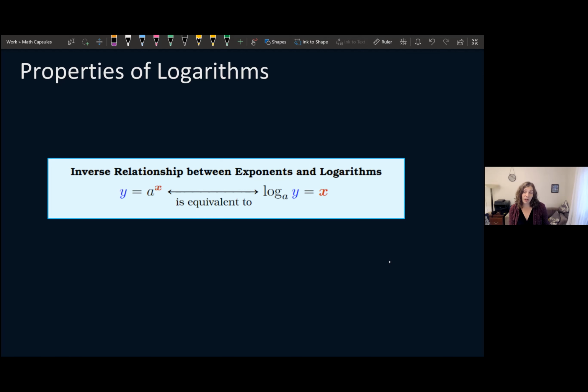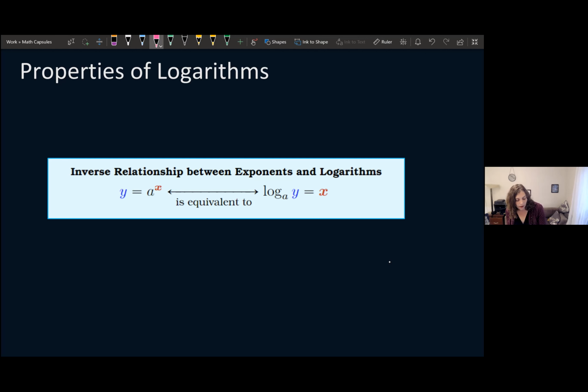Whenever you're thinking about logarithms, it helps to go back to basics and remember how they're defined, which is as the inverse of an exponential function with the same base. Here's that relationship written out. If it's true that y is equal to a to the power of x, that means it also has to be true that log base a of y is equal to x.